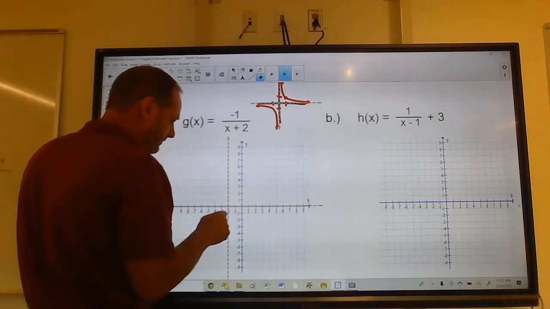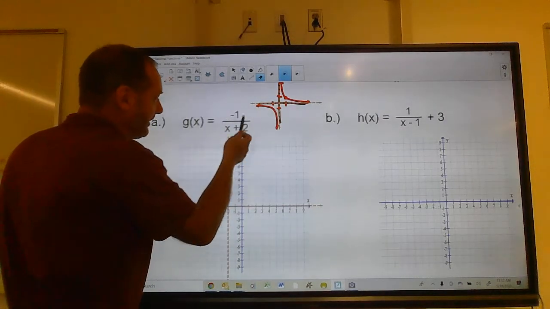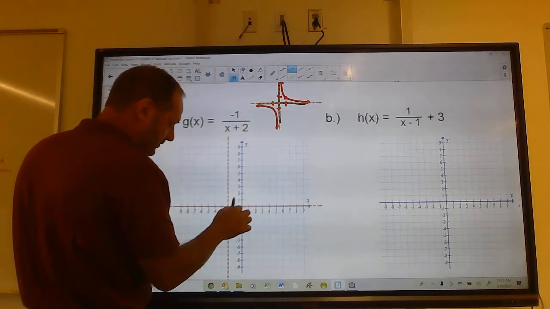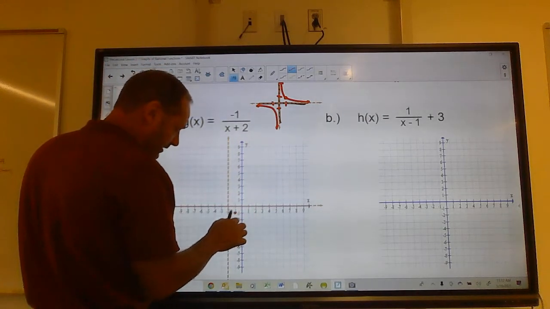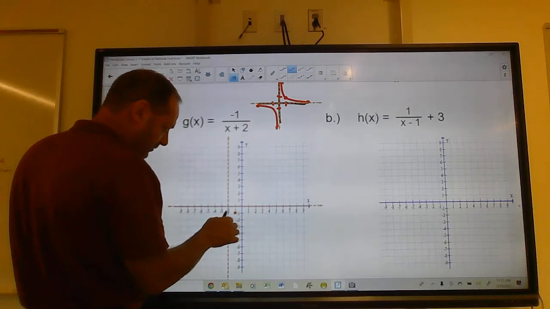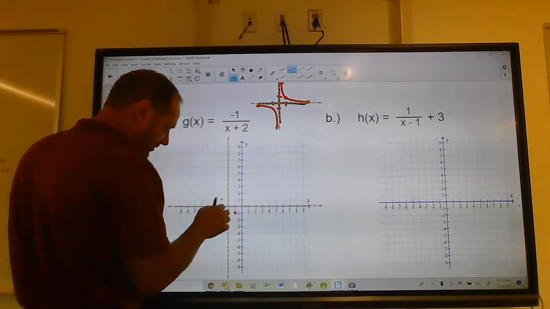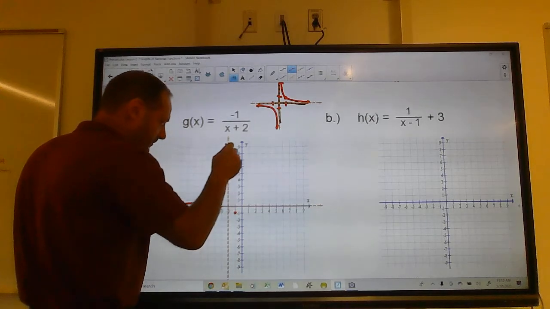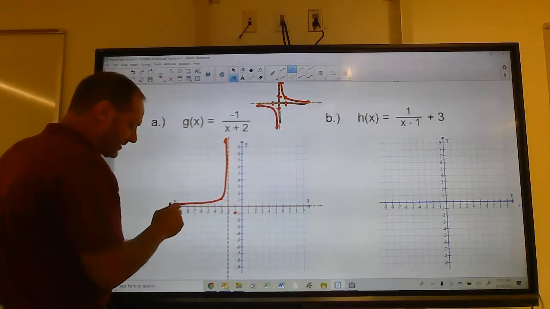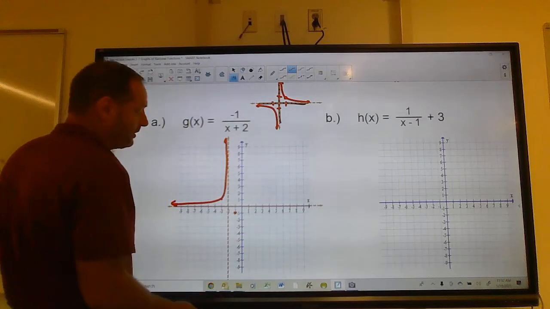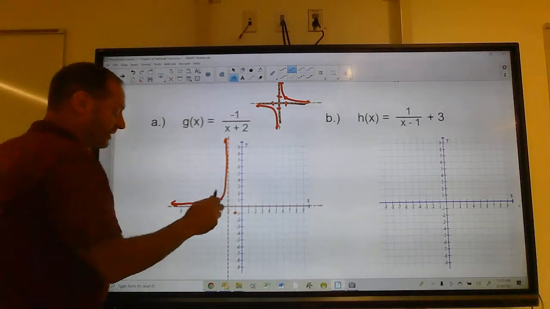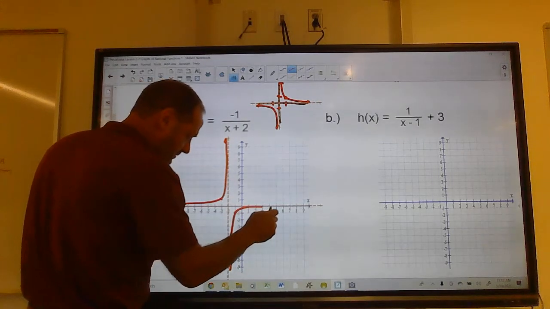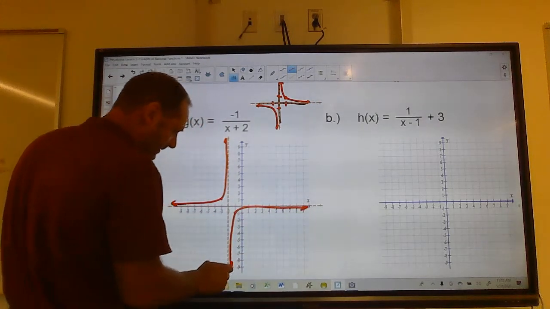It's negative. I've got a negative here that's going to flip it upside down. So actually what's going to happen is this point's going to get moved 2 to the left, and it's going to get moved down here. And this point is going to get moved 2 to the left, and it's going to get moved up here. So this graph's going to look like this. Remember, you cannot cross a vertical asymptote. You cannot cross it. So that's going to look like that.